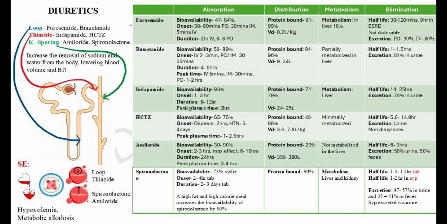This box shows the pharmacokinetic characteristics of different diuretics. Loop diuretics like furosemide act quickly, especially when given intravenously. Thiazide diuretics, such as hydrochlorothiazide, have longer duration and are commonly used for hypertension treatment.